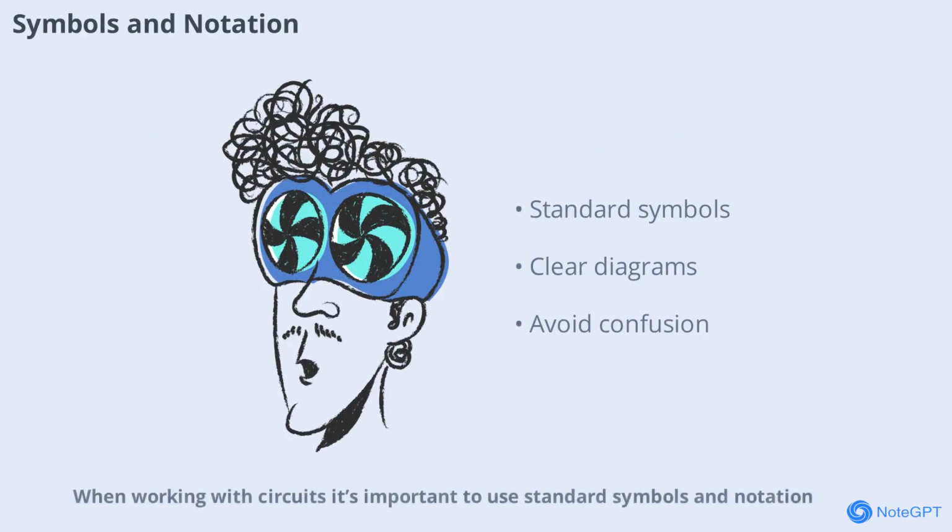In working with circuits, it's important to use standard symbols and notation. Resistors, batteries, and other components each have their own symbols. Currents are usually labeled with arrows and voltages are marked between 2 points. Clear diagrams help avoid confusion and make applying Kirchhoff's laws much easier.